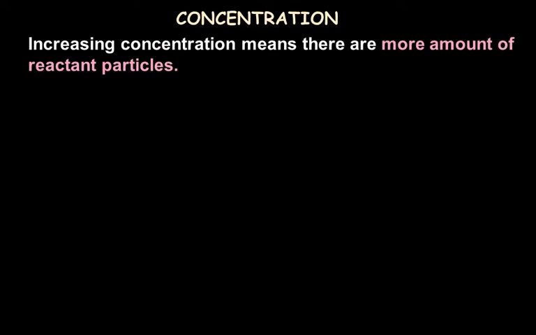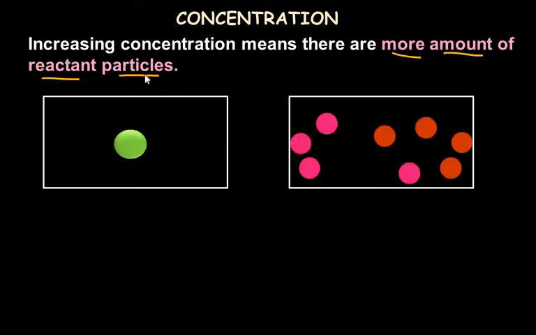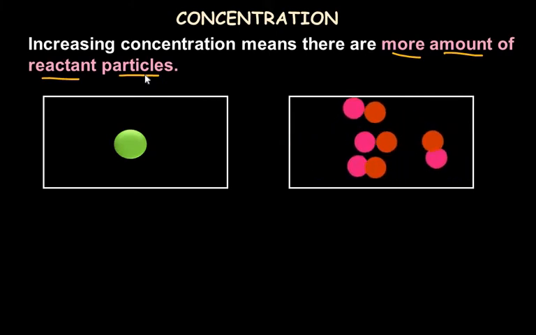Now let's understand the effect of concentration on the rate of reaction. If we increase the concentration, that means that there are more amount of reactant particles present in the reaction mixture. If the concentration is less, then there are only few reactant particles which are going to collide and form the products. But if the concentration is more, there are more number of reactant particles which are going to collide all together at the same time to produce the products.